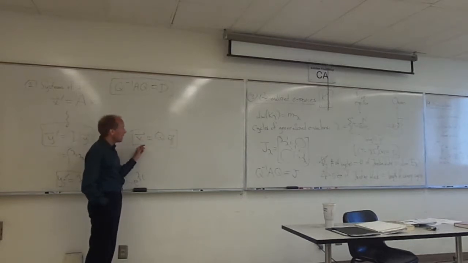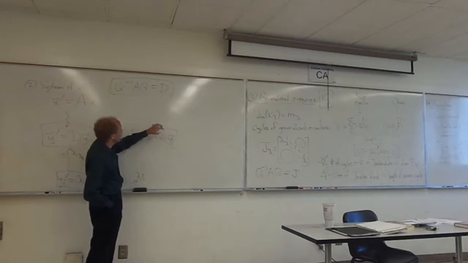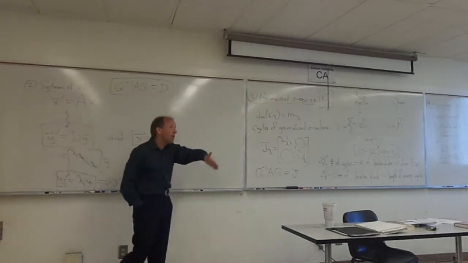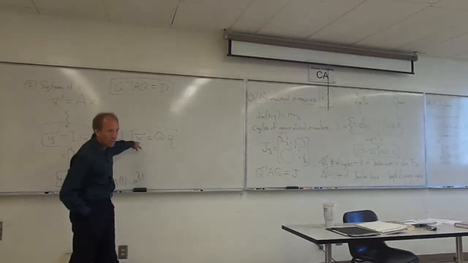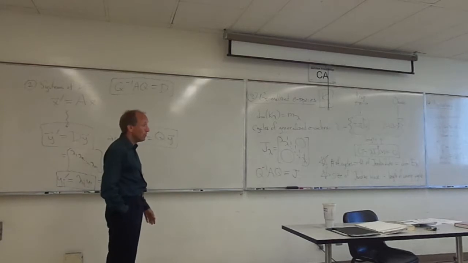Okay? Q is a matrix. It's going to be a matrix of numbers, and you're multiplying it by this vector of functions. Okay, and that's giving you this vector of functions for x, which is what you're trying to solve for. Does that make sense?